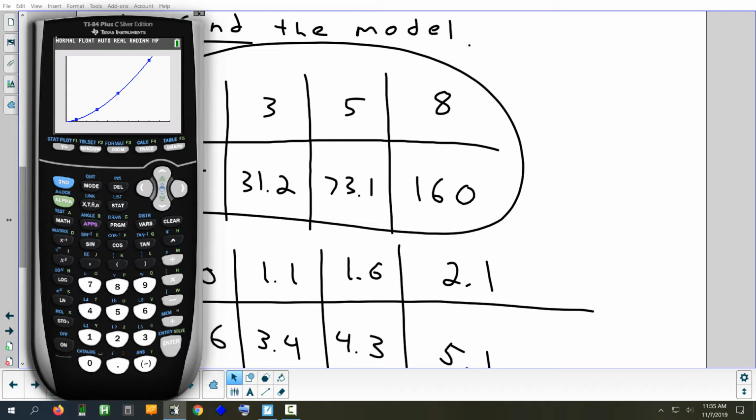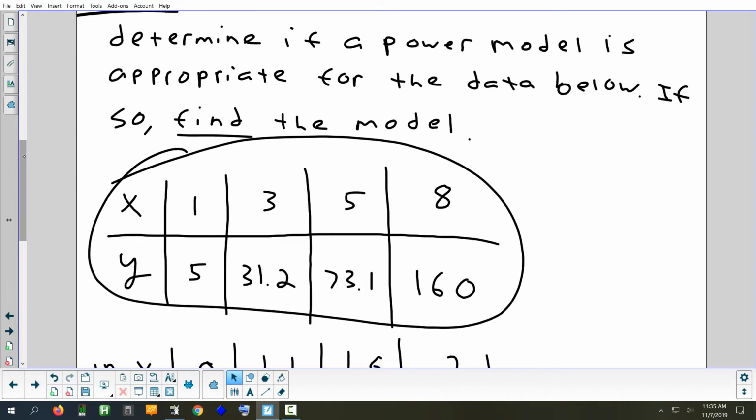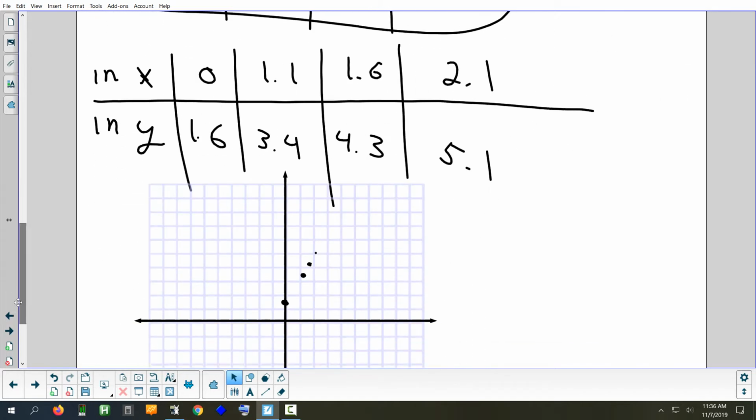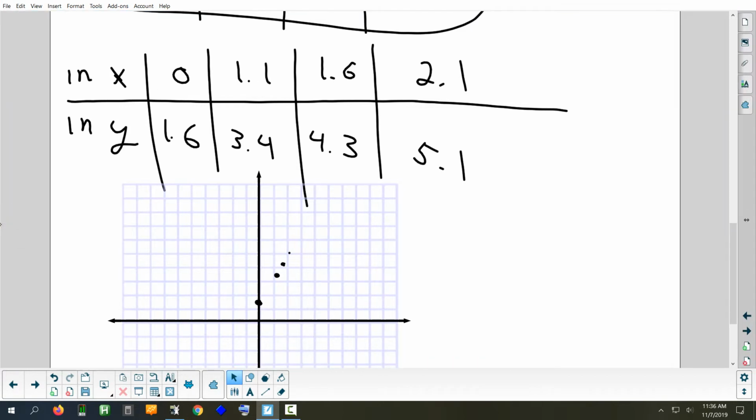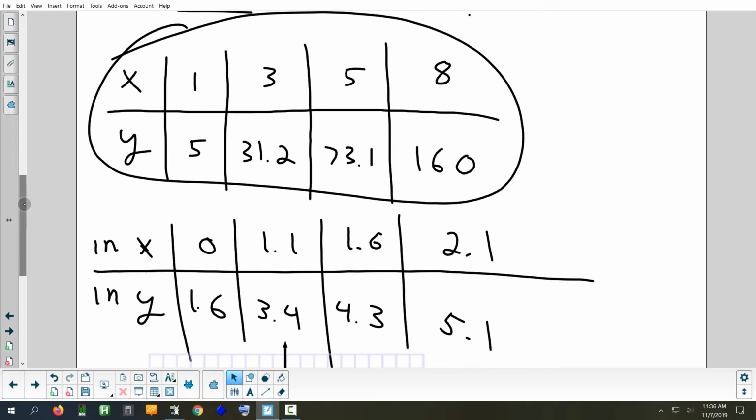So the way you'd see this on a test, I'd give you a table of data. I would ask you, is a power model the right thing to use to represent it? You'd check like this. You'd show me. You'd say, okay, looks like they're in a pretty straight line. And then you'd go ahead and find the power model. Now, if you check it and the points are not in a straight line, then that means when you find a power model, it wouldn't be good. It would be a curve, but it might not be a good fit for the data. There's probably something better.